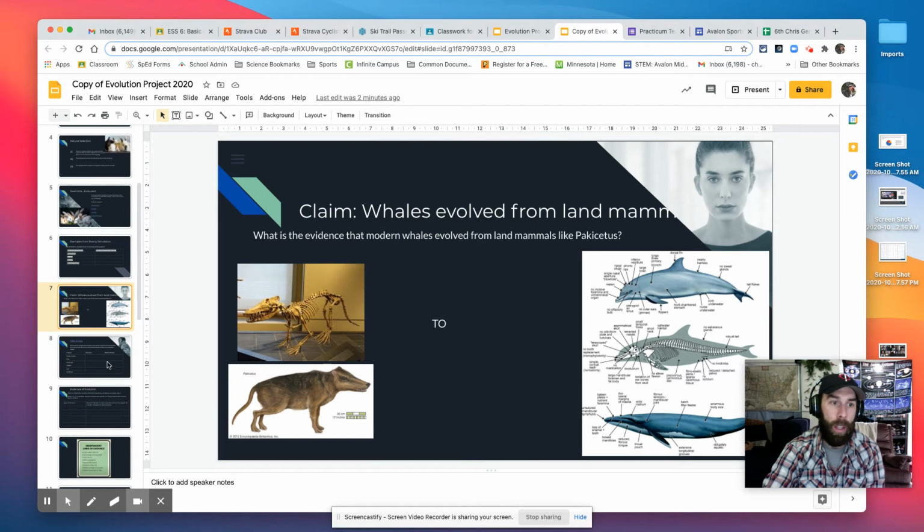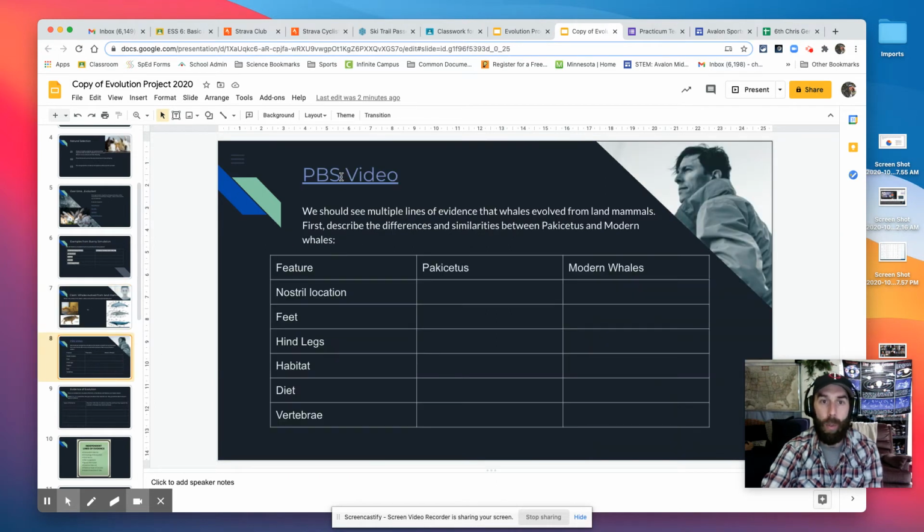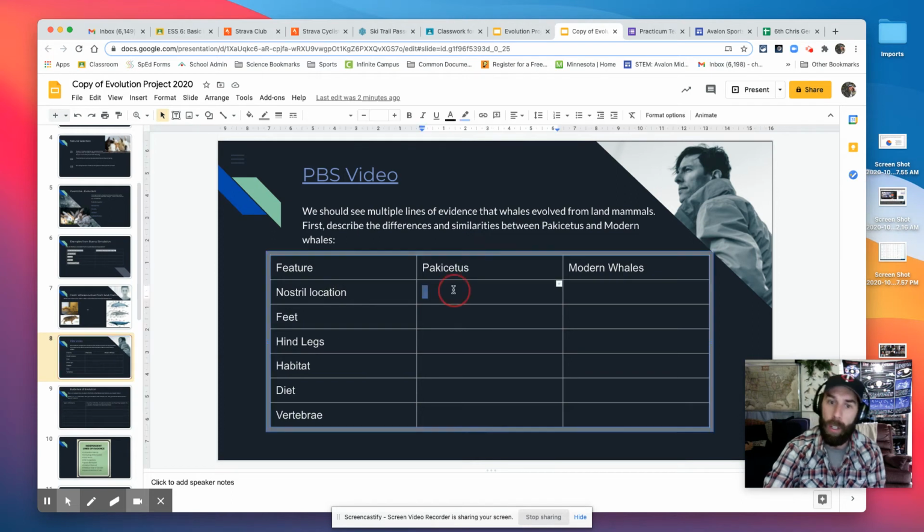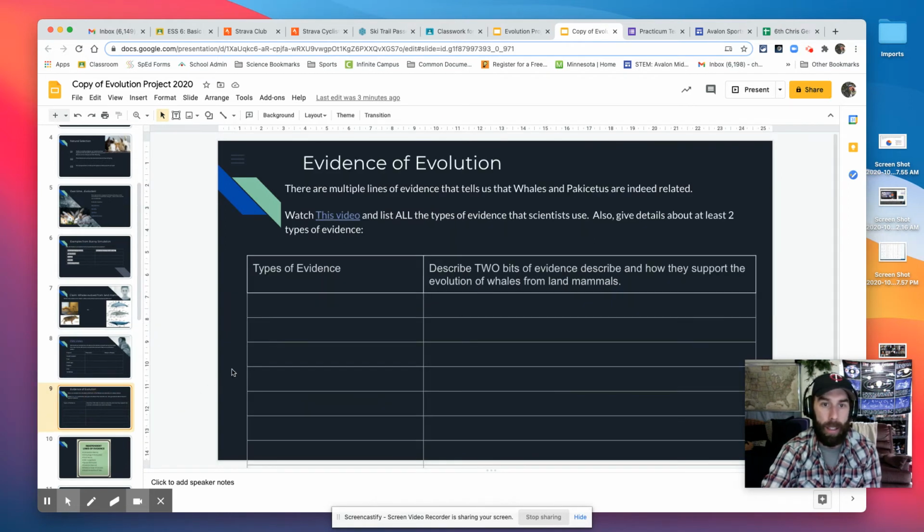Okay, on slide 8, you should watch this PBS video. It says we should see multiple lines of evidence that whales evolved from land mammals. First, describe the differences and similarities between Pakicetus and modern whales. So as you watch this video, they'll talk about nostril location. Where is it in Pakicetus? Where is it in modern whales? Feet. What do feet look like in Pakicetus and modern whales? Okay, so fill out that table on slide 8.